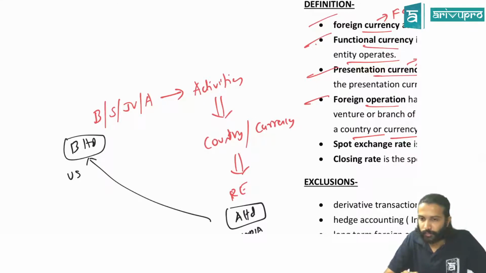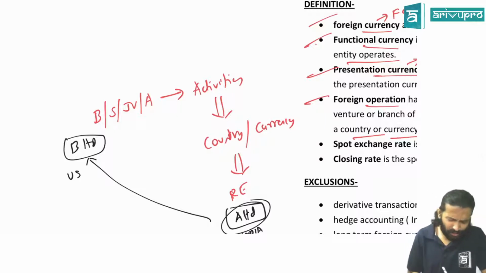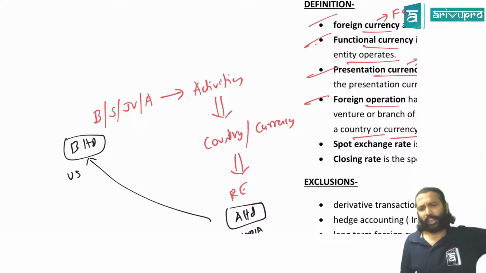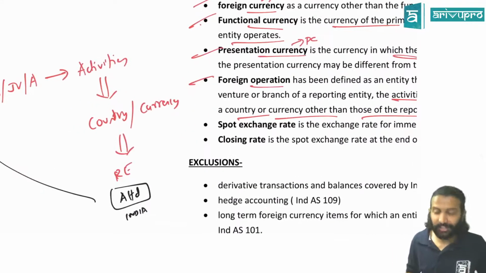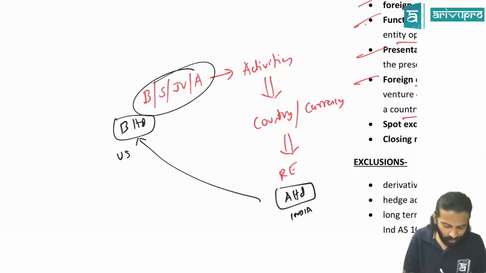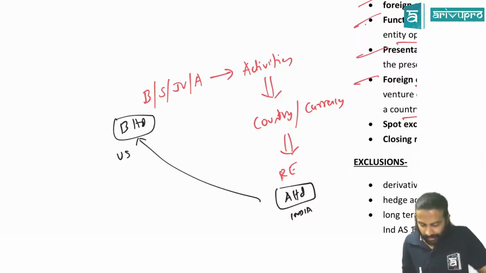Fine. No. Okay. Sir, we understood country, sir. What is this currency? Correct. If you have a country difference, it's okay. If you have a branch in US, or if you have a subsidiary in US, automatically it is a foreign operation. But they didn't define foreign operations like this. They said foreign operation means these entities, but their activity should be done either in a country or in a currency other than that of the reporting entity.